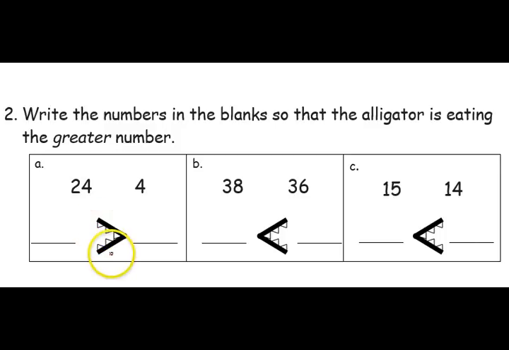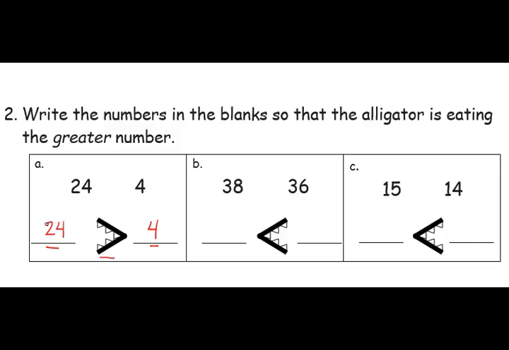Looking at the first symbol, this is the greater than symbol. So whatever number I write on the left has to be greater than the number on the right. These are my choices. So 24 is greater than 4, and that's exactly how I would read this statement. 24 is greater than 4.